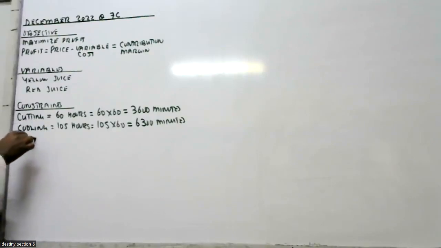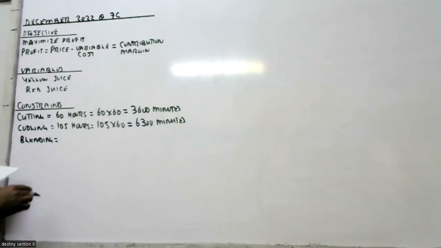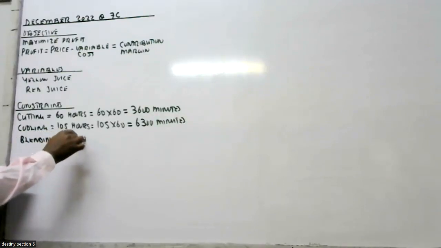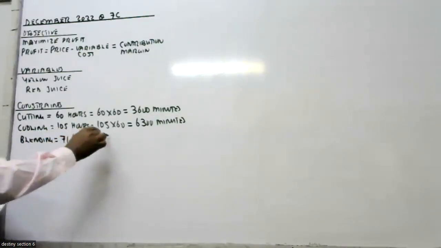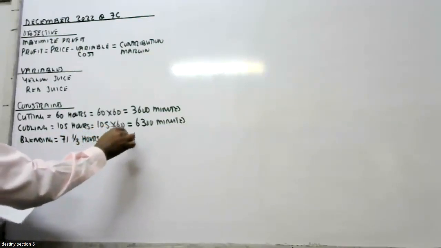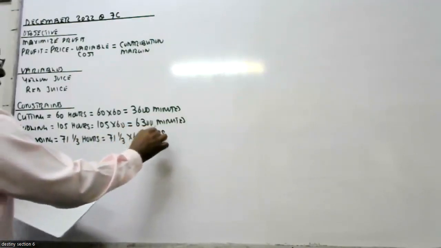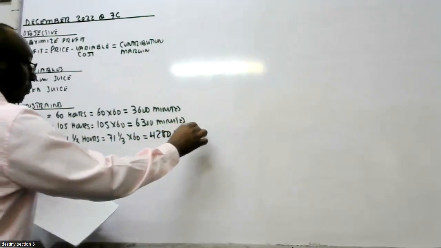Breading is the one that has 71 and a third hours. So if you take 71 and a third times 60, it comes to 4280 minutes.